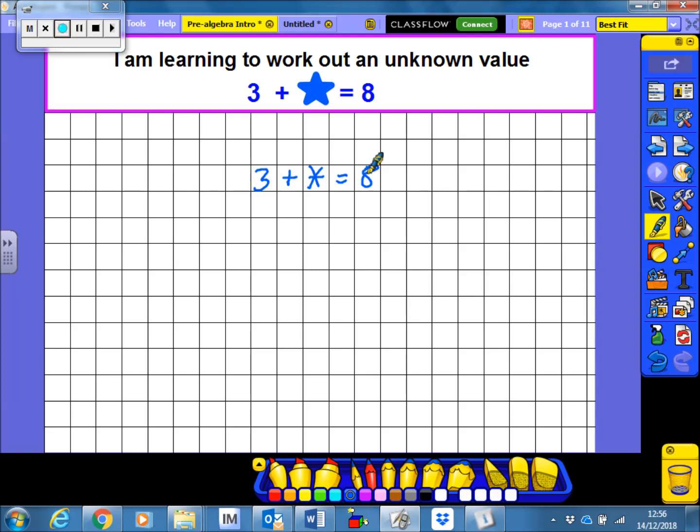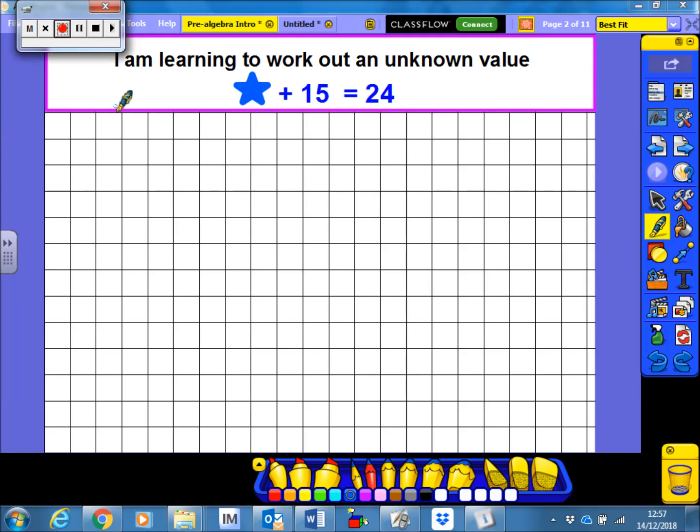So what we could do is start at 3 and count on, even on our fingers if we needed to, and think how much more do we need to add in order to get to 8? And the answer is 5. This number here must be a 5. If I wrote out 3 plus 5 equals 8, that would make sense. That would be an expression, a sum that makes sense. So that means that in this case, our star is 5. 5 was our unknown number here.